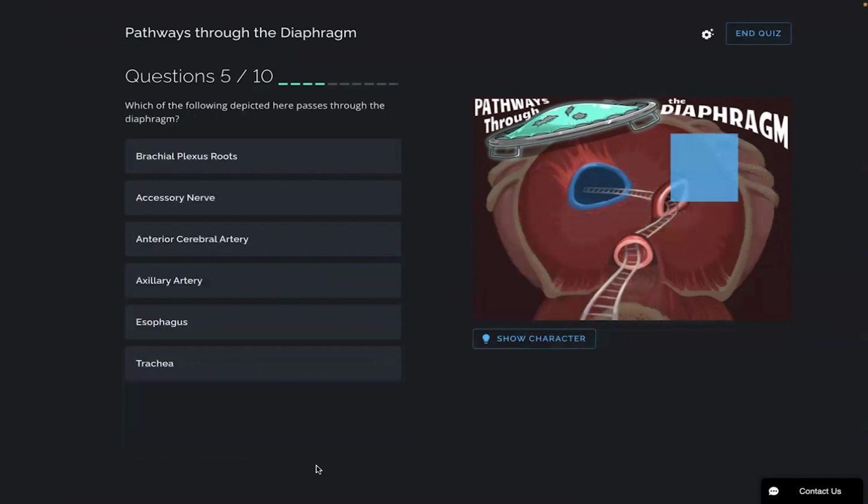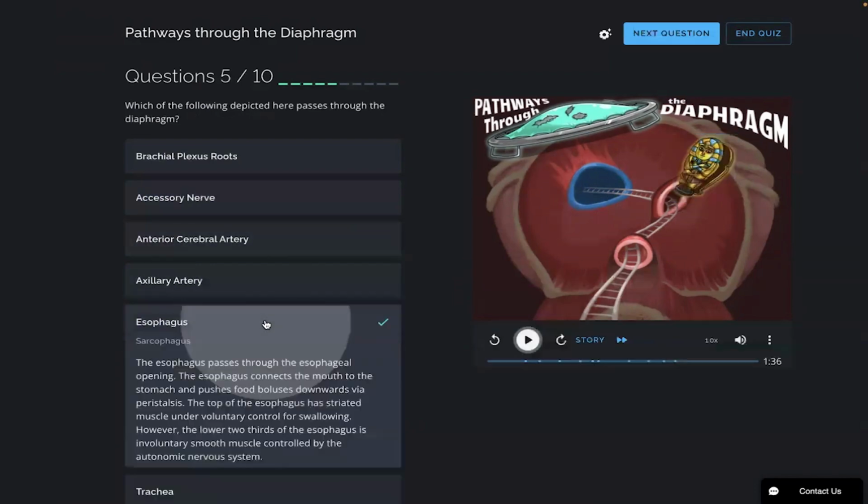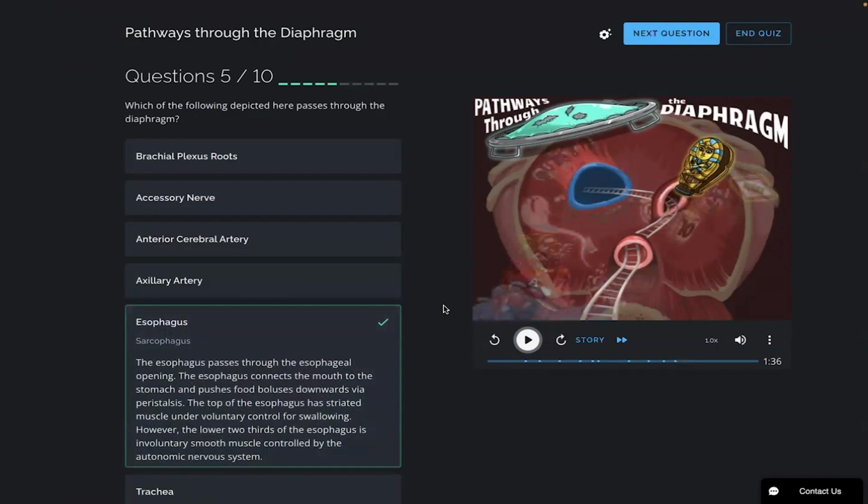Let's do one more. Which of the following depicted here passes through the diaphragm? Okay. I remember the sarcophagus coffin there, so I'm going to go with the esophagus. All right. The esophagus passes through the esophageal opening.